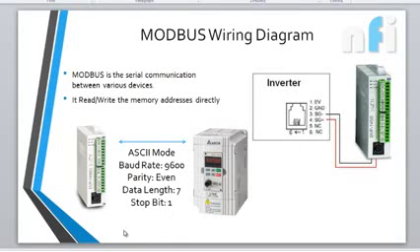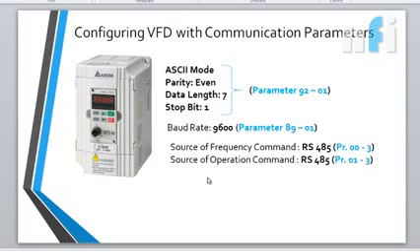Now next is how to set these parameters. Configuring the VFD with communication parameters: in the VFD there is parameter number 92, and if you set 01 in it, it will put the drive in ASCII mode, with even parity, data length 7, and stop bit 1. That setting depends on the drive. In some Allen Bradley and Siemens drives the parameters will be different, but they surely exist there. So if we put 01 in parameter 92, it will configure the drive with these settings. And for baud rate, it's parameter number 89, where you have to put 01.